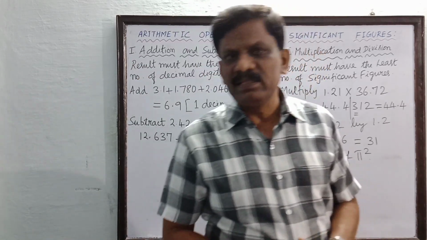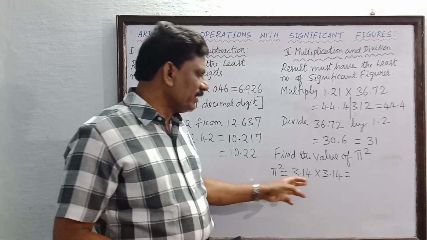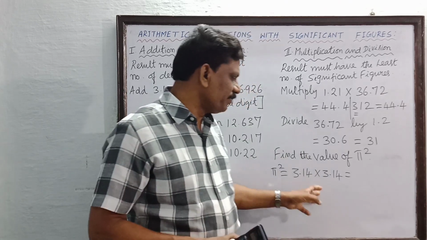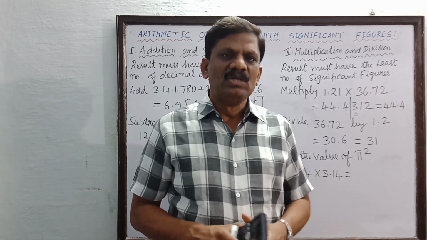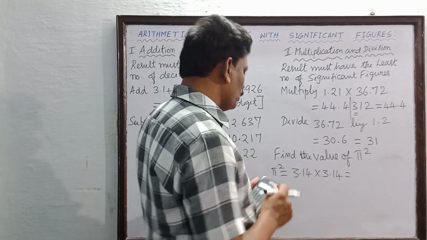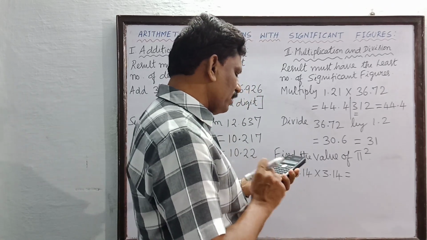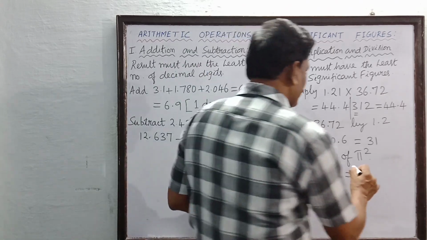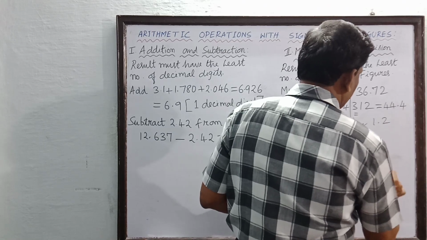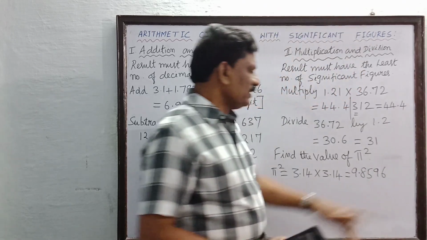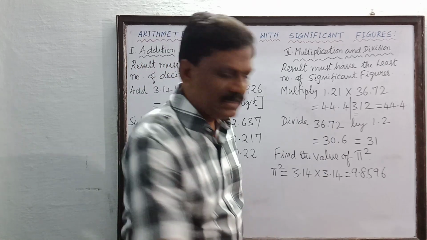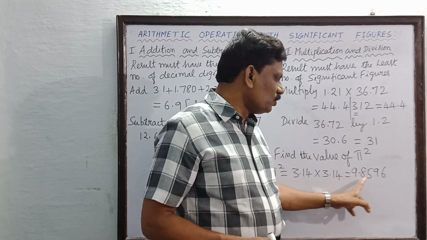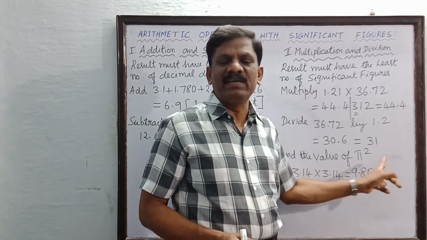Before multiplying these numbers, you tell me, 3.14 has how many significant figures? 3 significant figures. Each pi value has 3 significant figures. So what is the actual answer? Let us find out. 3.14 multiplied by 3.14 is found to be 9.8596. So this is the answer. In the answer, how many significant figures are there? 1, 2, 3, 4, 5. 5 significant digits are there.